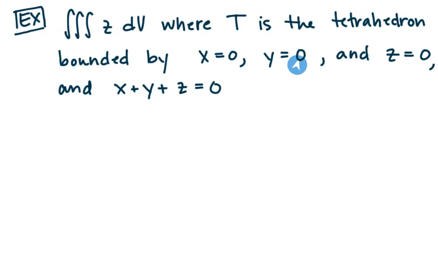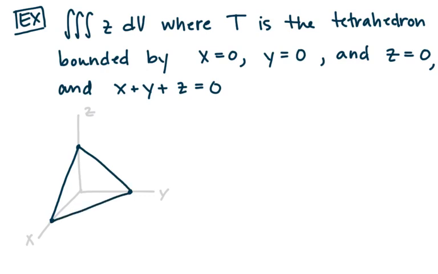Now these three planes are basically putting us in our first octant. And this fourth plane, we can graph using its intercepts. So we've got x, y, and z. If I plug in 0, 0 for y and z, that gives me the point 1 on my x-axis. I'll get the point 1 on my y-axis as well as the point 1 on my z-axis. So this is my tetrahedron.